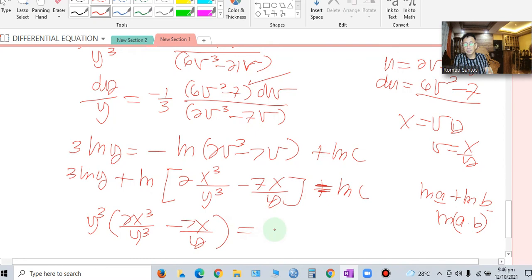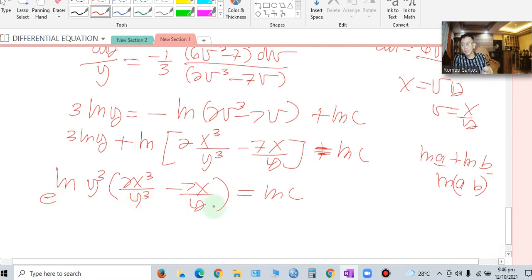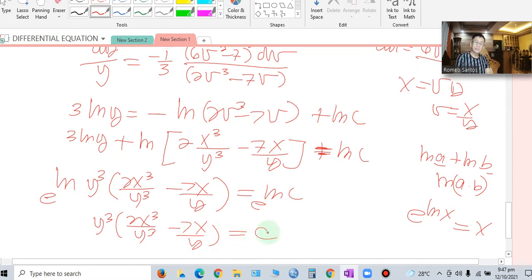This is equal to ln pa to. ln of c. Okay? And finally, we exponentiate both sides. Exponentiating both sides, we have now tanggal yung ln, bababa to, di ba? e to ln x is equal to x. Yan, properties of logarithm. So, finally, our answer will be y cubed times 2x cubed over y cubed minus 7x over y is equal to the constant of multiplication. Pwede mo na ipasok yung y dito.